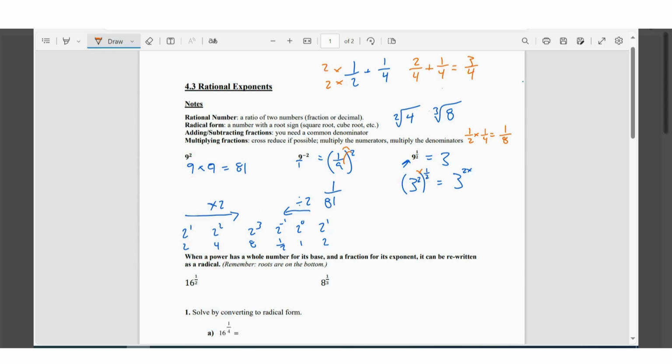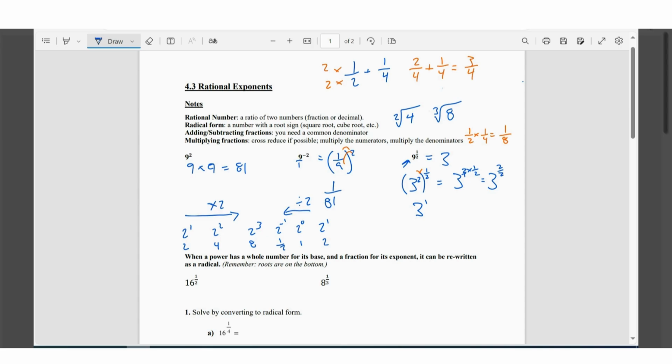I'm still in red. There we go. Times 1/2. And so this 2 is a 2/1. If we multiply this, what do we get? 3 to the power of 2/2, or 3 to the power of 1. Okay, that's one way to think about it.